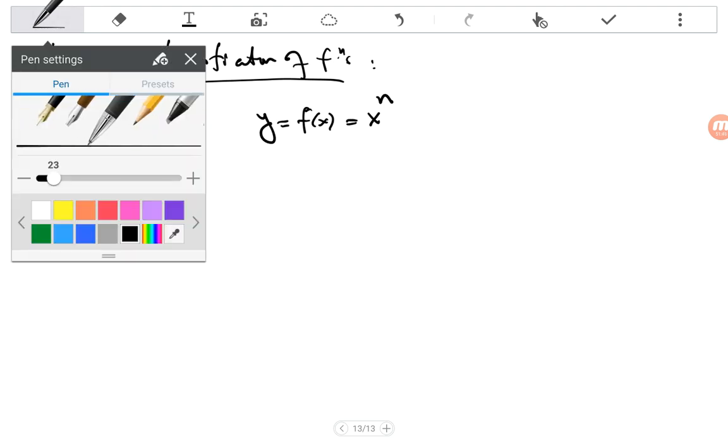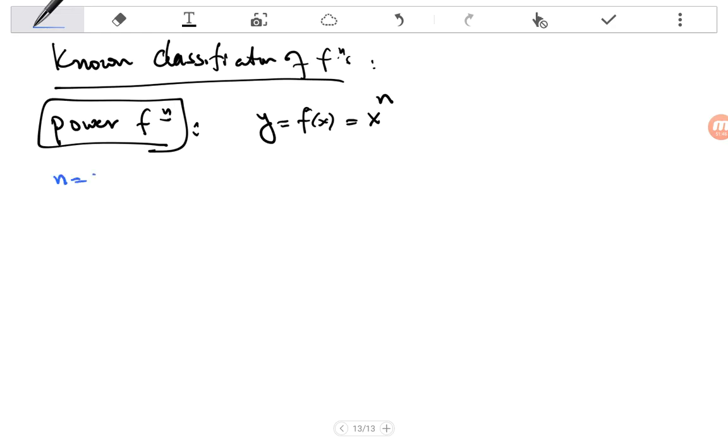So for example, for n equals 0, the power function will be x power 0. What is x power 0? It is 1. So that is called the constant function 1.